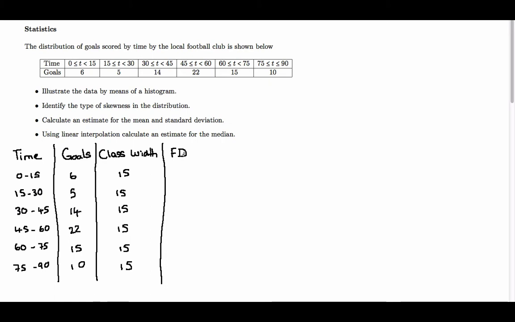Now, frequency density, that's defined as the number, so in this case number of goals, divided by the class width. So the first one is 6 over 15, which is 0.4, and 5 over 15, which is 0.33. Then we have 14 over 15, which is 0.93, 22 over 15, which is 1.47, 15 over 15, well that's just 1, and 10 over 15, which is 0.67.